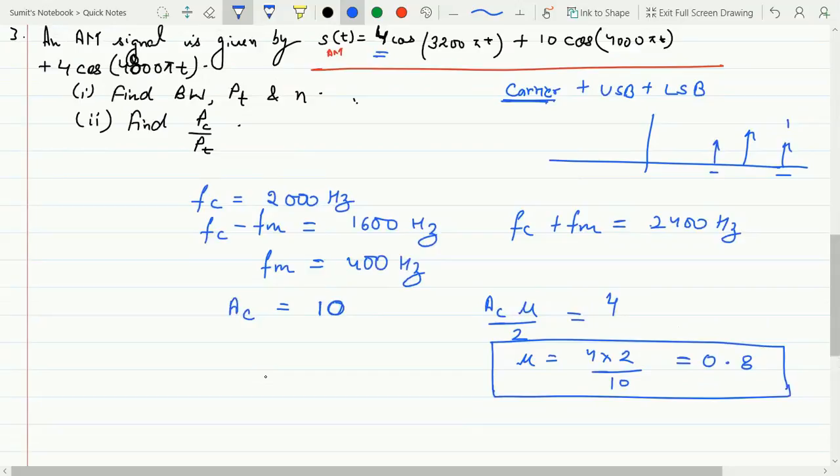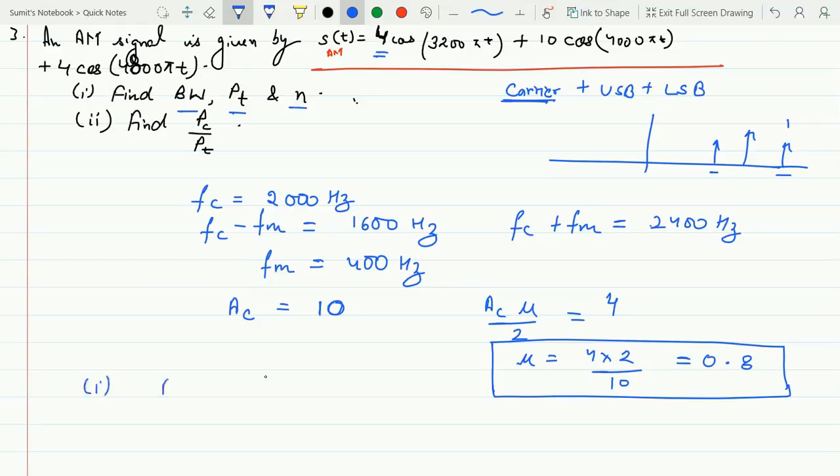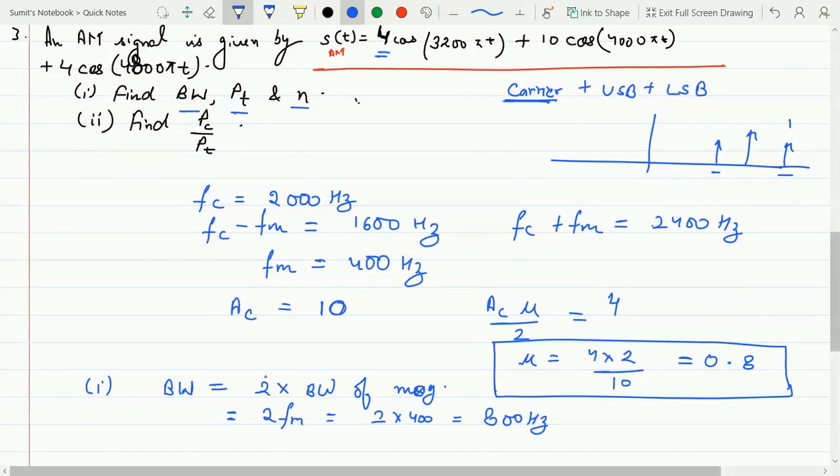So what is it asking? It's asking you to find the bandwidth, PT, and the efficiency. So the bandwidth of AM, you already know, would be twice the bandwidth of the message signal. The message signal, you know, is 400 hertz, so it would be 2 FM, or 2 into 400. So the bandwidth of the AM is 800 Hertz. Then it's asking you to find PT.